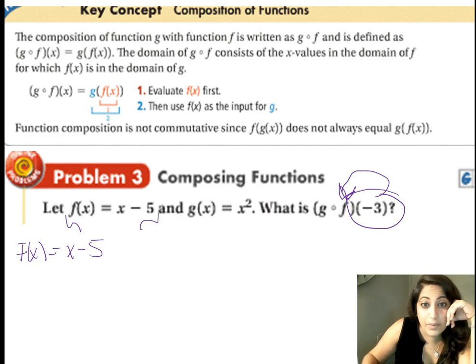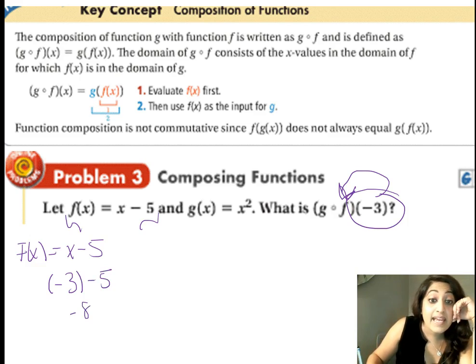Right, that's your f of x. So what we're gonna do is we're gonna do the second one first. We're gonna add that negative 3 everywhere you see an x in the f, okay? So we have negative 3 minus 5, okay? Which is gonna give you what? Negative 8, all right? Now, I have my new x.